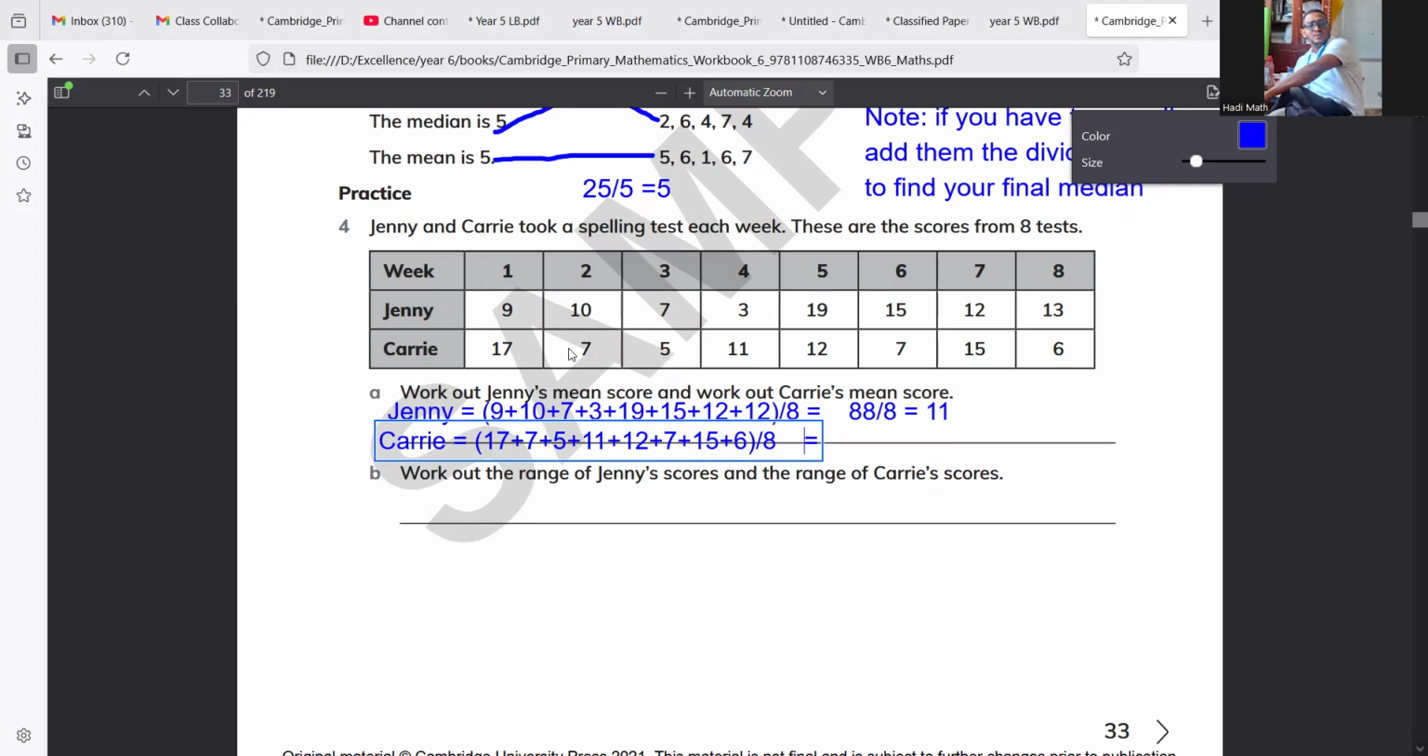17 plus 7 is equal to 24. 24 and 5 is equal to 29. 29 and 11 is equal to 40. 40 and 12 is equal to 52. 52 and 7 is equal to 59.